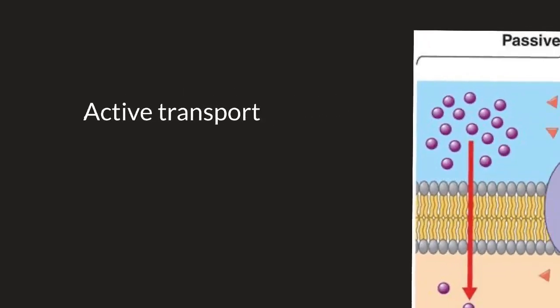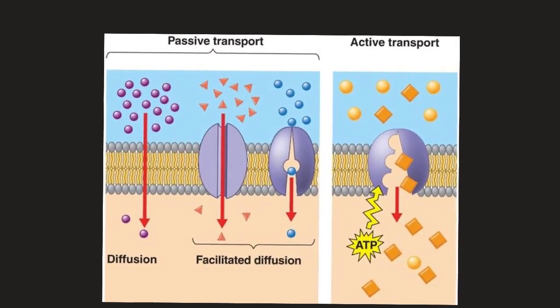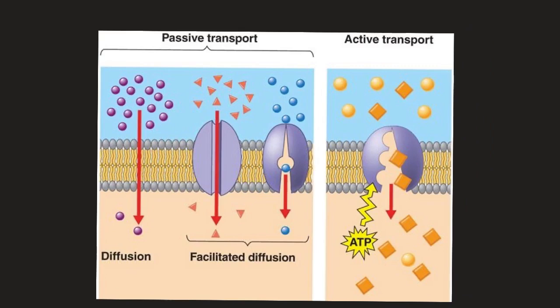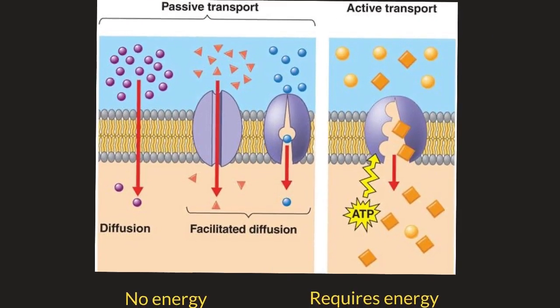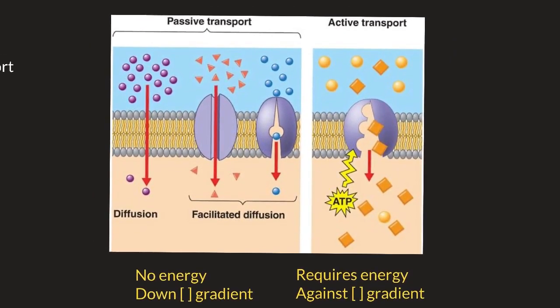So this video is about active transport. There's two types of transport across membranes: passive transport and active transport. Now, passive transport requires no energy and the movement of the molecules is down the concentration gradient.